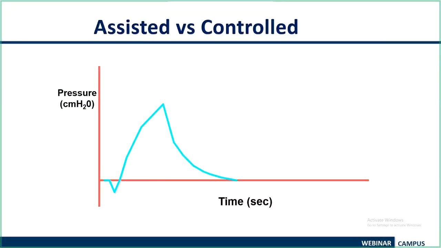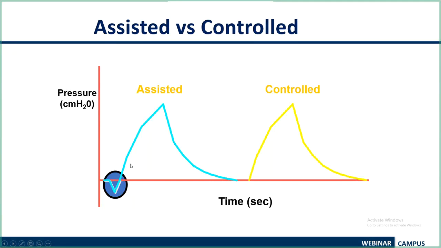Now coming to the assisted versus controlled breath. Here you can see a negative deflection is formed. The ventilator detects that. This is how you adjust the trigger. By adjusting the trigger, the ventilator senses that the patient is attempting a breath, then the ventilator delivers a tidal volume. Whereas in a controlled mode, it doesn't have any synchrony with the patient's respiratory effort, and delivers breaths at fixed time intervals.